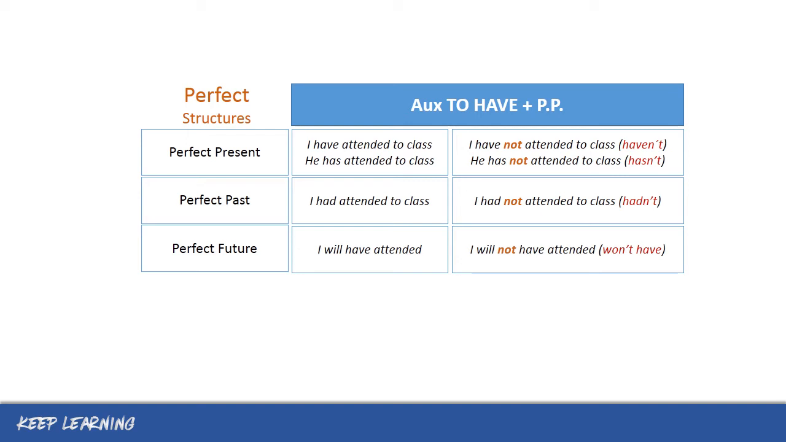In the perfect past, I had attended to class. Yo había asistido. In the negative form, I had not or I hadn't attended to class. In the future, I will have attended. Yo habré asistido. Or I will not have attended, or I won't have attended.